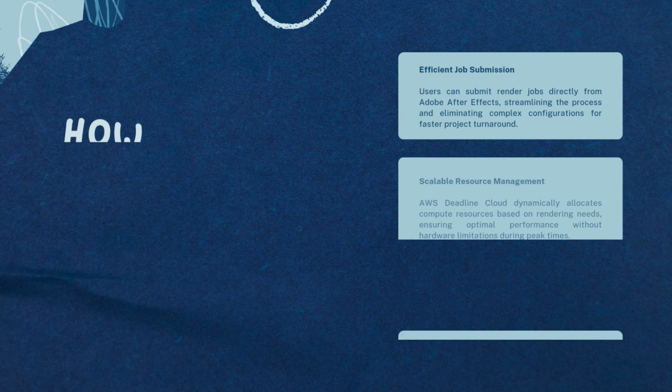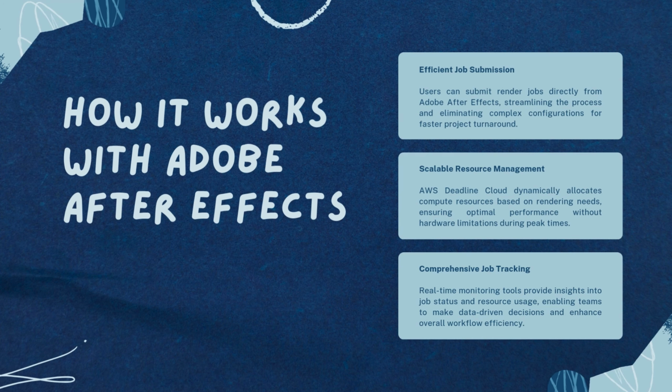Alright, let's see how AWS Deadline Cloud actually works with Adobe After Effects. First, scalable resource management. The system dynamically assigns compute resources based on how complex your render is. Second, efficient job submission. Instead of manually configuring render settings, just send your project directly to AWS Deadline Cloud from After Effects. And third, comprehensive job tracking. Real-time dashboards keep you updated on job status, estimated completion times, and resource usage. It's an effortless way to optimize your workflow.